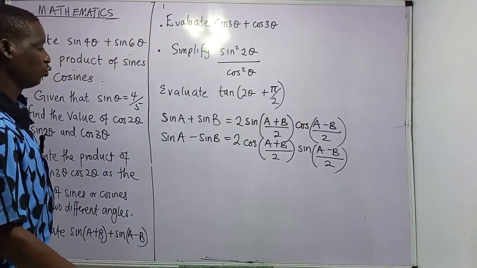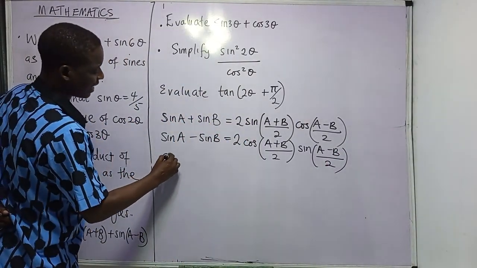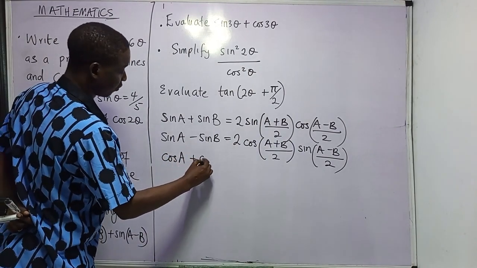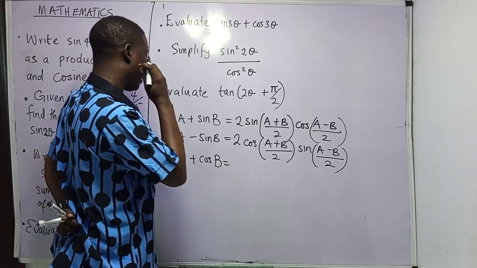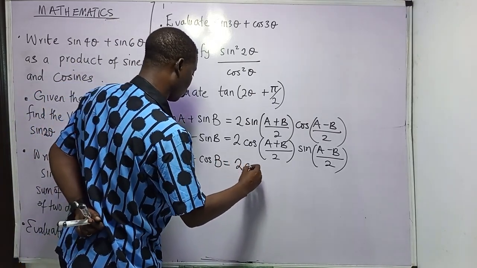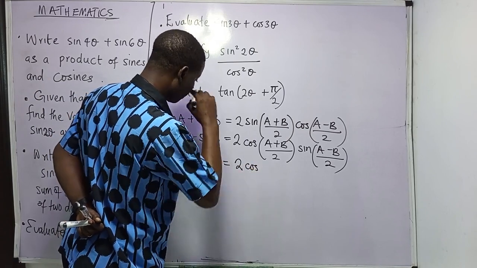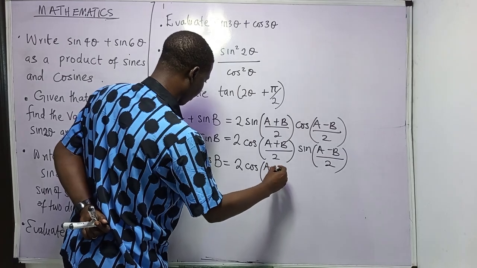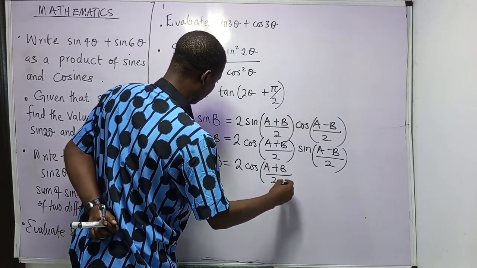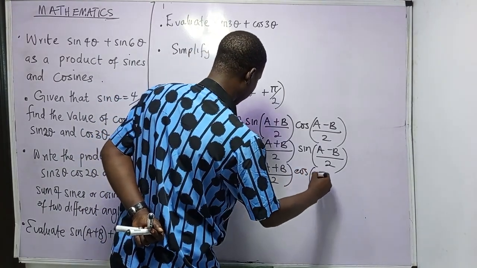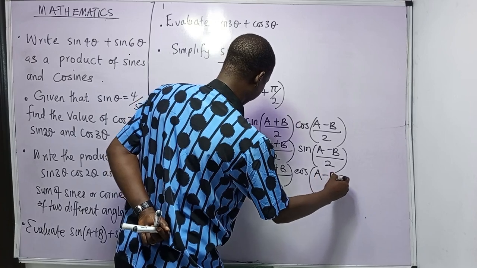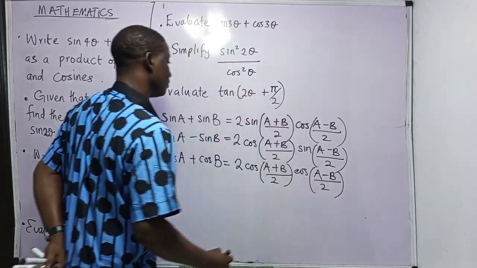Now the next thing to do is, how do we write cos A plus cos B is equal to what? Well, how do we write it? We are going to have 2 cos of (A plus B) over 2, then cos of (A minus B) over 2.